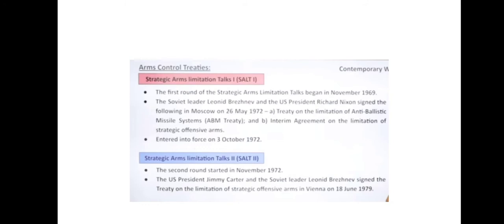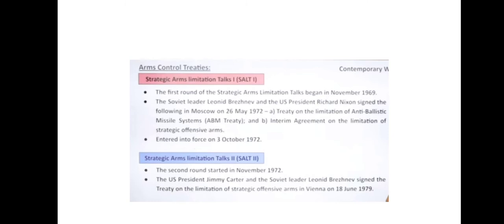The fifth treaty was the Strategic Arms Limitation Talks, SALT 1 and 2. There were two rounds of this treaty. The first round, SALT 1, began in 1969 and was signed in 1972. Its main objective was the limitation of anti-ballistic missile systems. Previously we read about banning nuclear weapons, but in this treaty we talk about the limitation of anti-ballistic missiles.